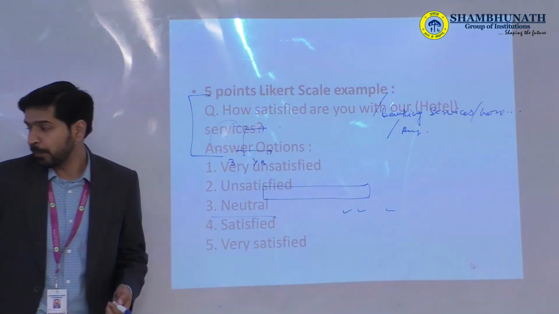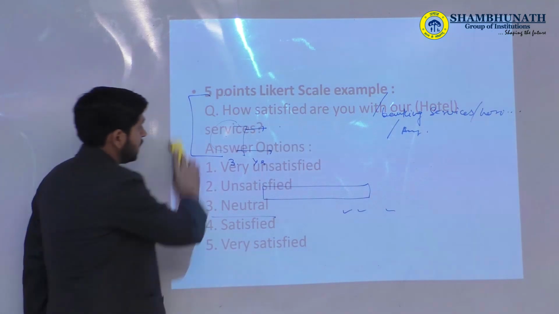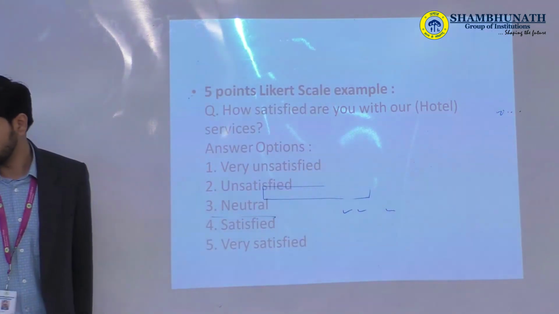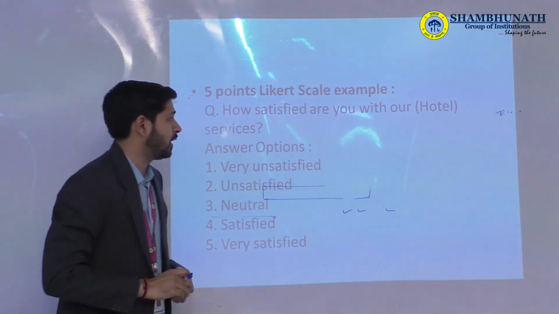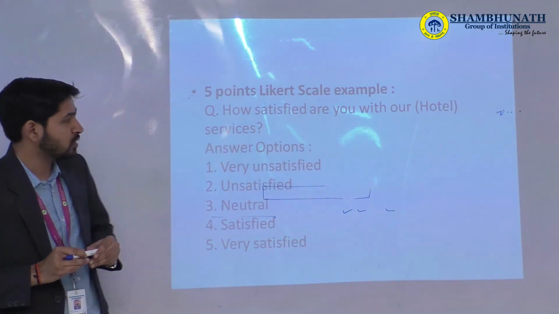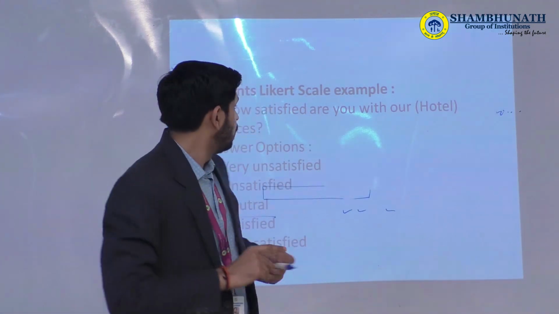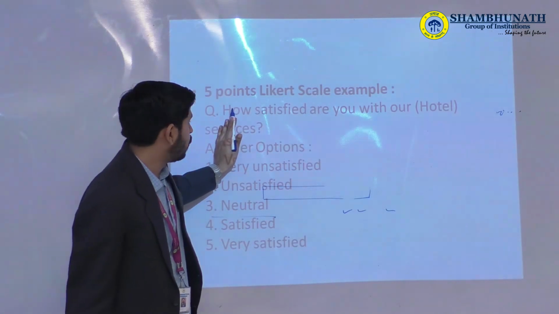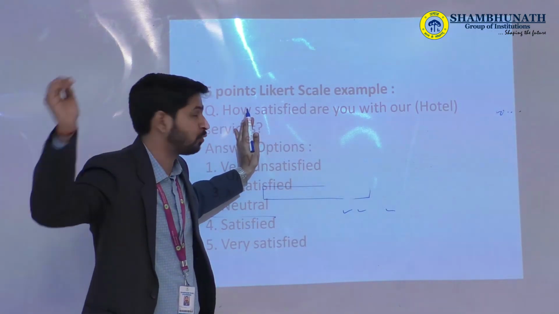So here comes the 5 point Likert scale. Now this is an example of a 5 point Likert scale. So the question is, how satisfied are you with our hotel services? How satisfied are you with our hotel services? Now the question is, how satisfied?